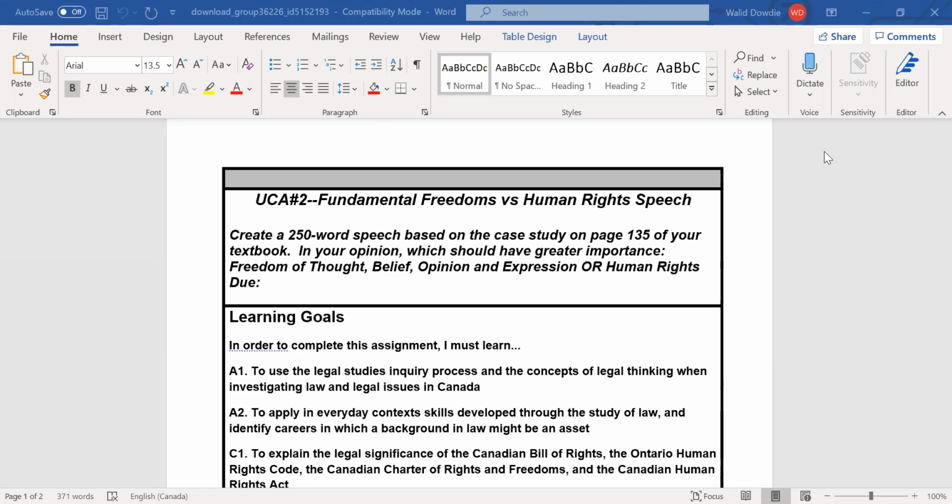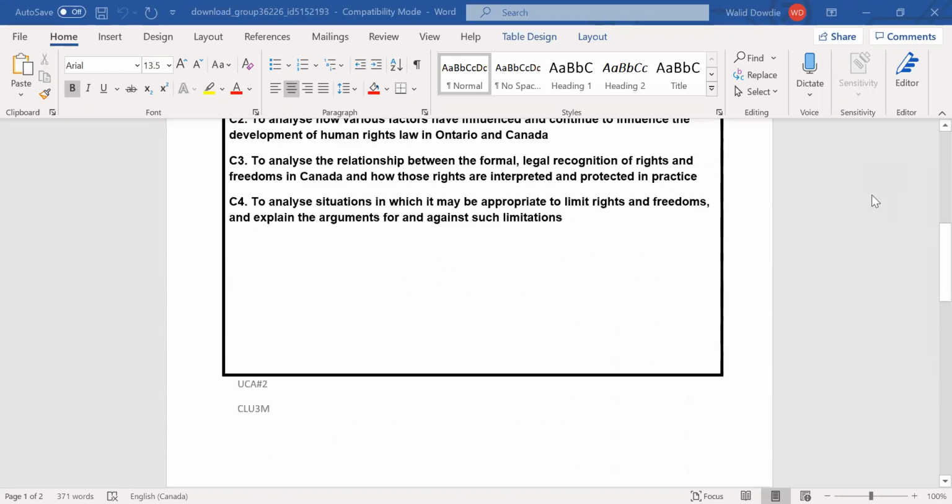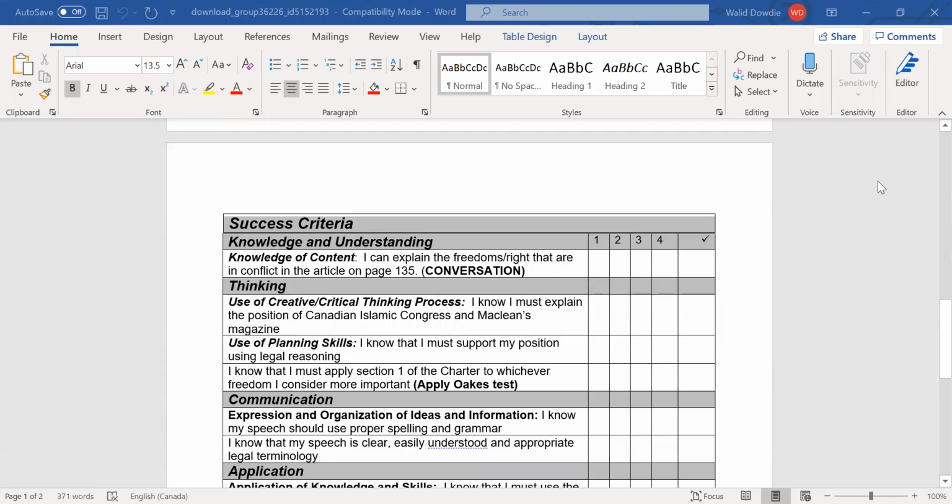In your opinion, which should have a greater importance? Freedom of thought, belief, opinion, expression, or human rights? Okay. And it goes as follows. The breakdown will be as follows.